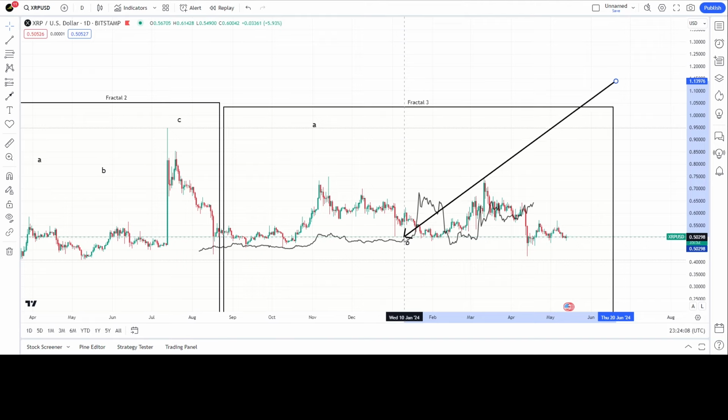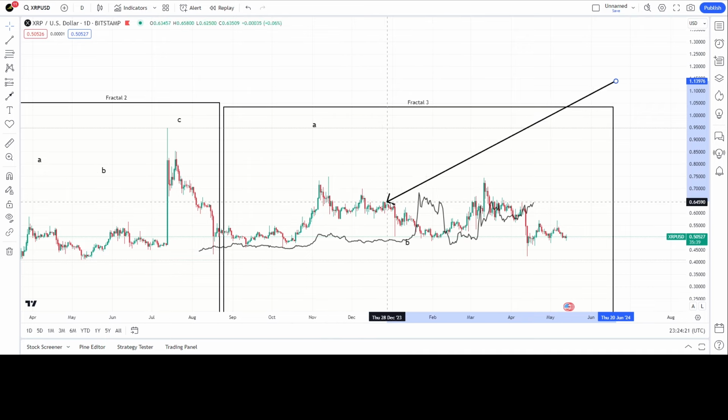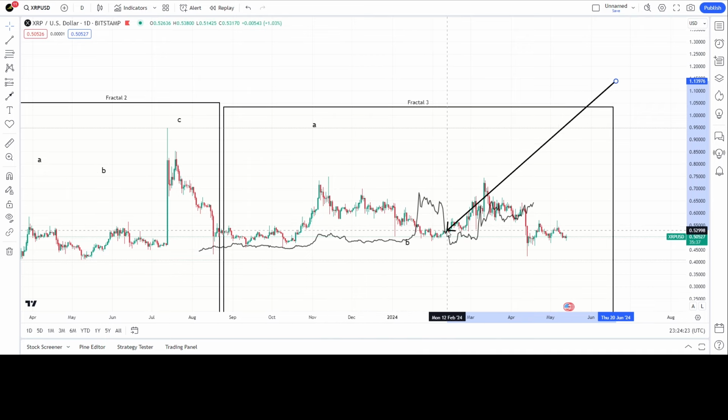Now, this is where it differs. So this move up and then move back down, I called this the great fake out. I was prepared for this to happen. Many of us who followed this fractal develop were expecting this to happen. However, this did not happen.